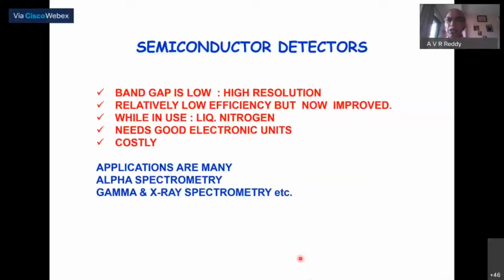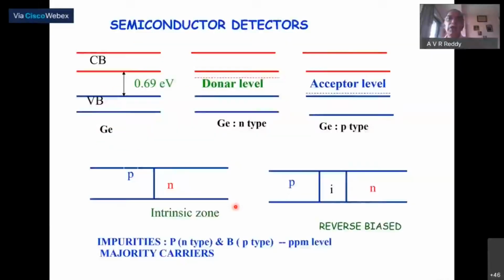And while in use, you have to use liquid nitrogen, and good electronic units are required because you are getting an extremely nice signal. So you have to use good electronics. Obviously, price is high. Applications are many: alpha spectrometry, gamma and X-ray spectrometry, etc. Extremely useful. If you go to any good radiochemistry, nuclear physics, or nuclear analytical laboratory, invariably you see a few such detectors. Now, I will just give a conceptual idea about the semiconductor detectors, and then we move on with 1 or 2 spectra.